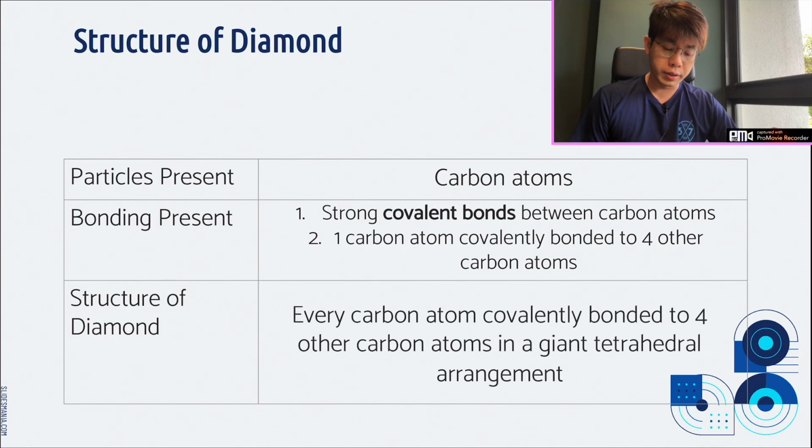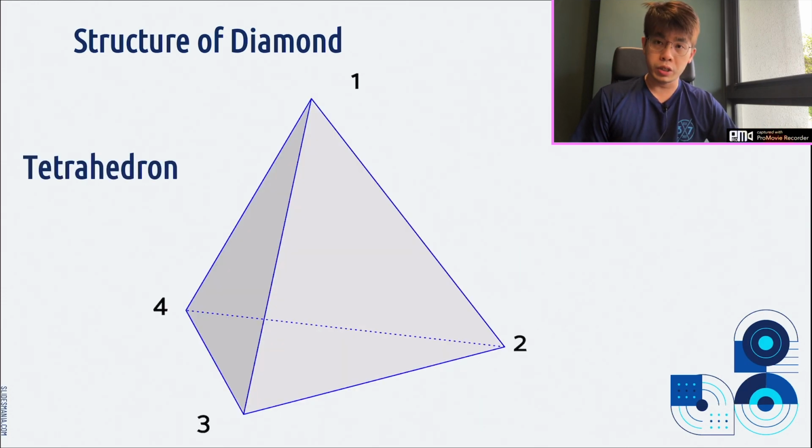And what structure is this? The carbon atom is covalently bonded to 4 other carbon atoms in a giant tetrahedral arrangement. So let me break this down for you. The word tetrahedral comes from the base word tetrahedron. And a tetrahedron, as you can see here, is a 4-sided figure. So there are 4 sides to this figure, and there are also 4 corners to the tetrahedron.